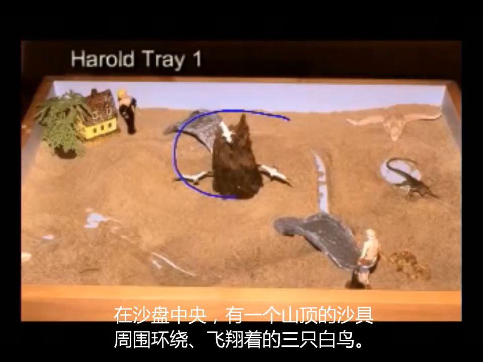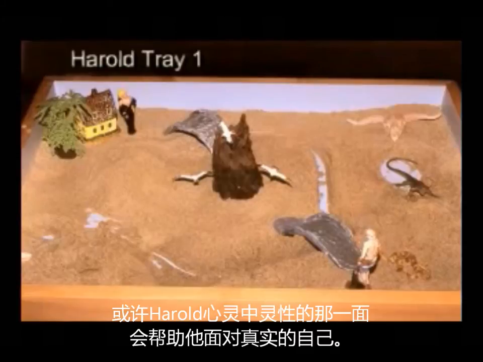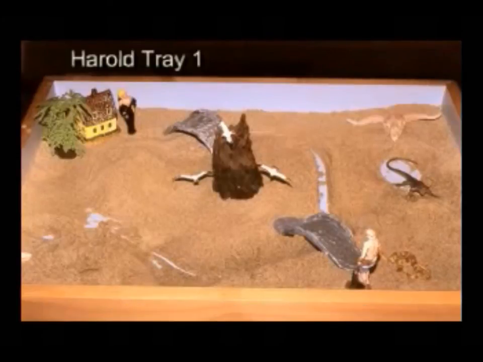In the center of the tray, we have a tall mountain peak surrounded by three flying white birds. The bird is frequently a symbol of the spirit because it ascends to the heavens and then returns to the earth. Perhaps something of the spirit will help Harold accept himself as he is.